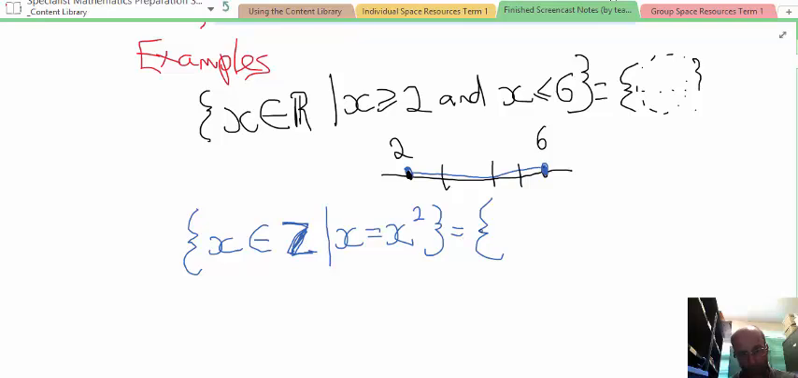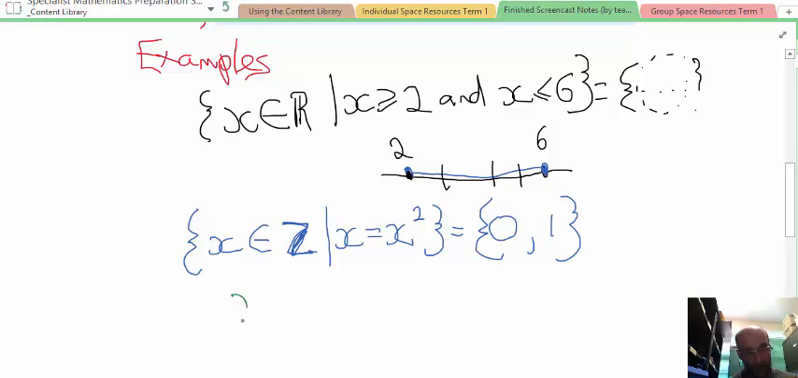Here's another example in blue. We've got x is an element of integers, Z, such that x equals x squared. Now we can write that because it's discrete integer values, and also there are only 2 elements in that set. The only possible elements are 0 and 1, because 0 equals 0 squared and 1 equals 1 squared, and there are no other elements there. So that one's easy to write as a set.